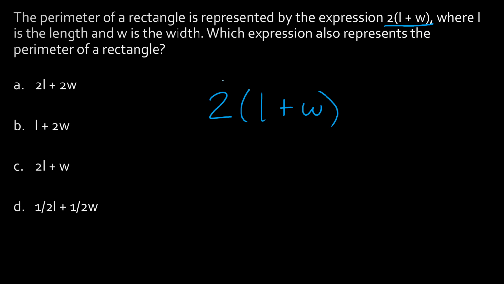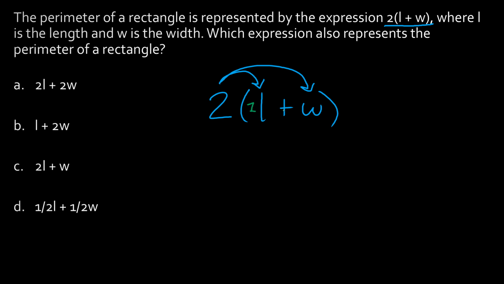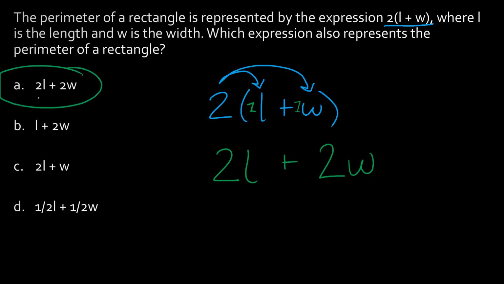So remember, when you distribute, your outside number gets multiplied to everything inside. Okay, now there's no number in front of this L, but whenever there's no number in front of your variable, there's always this invisible 1. So if I have 2 times 1, that is 2L, don't forget your variable. I have my plus sign. 2 times 1 is again 2W. So in this problem here, we were just distributing to figure out which one of those expressions is equivalent to the one that we were given.